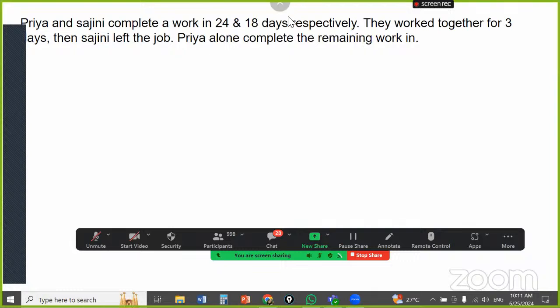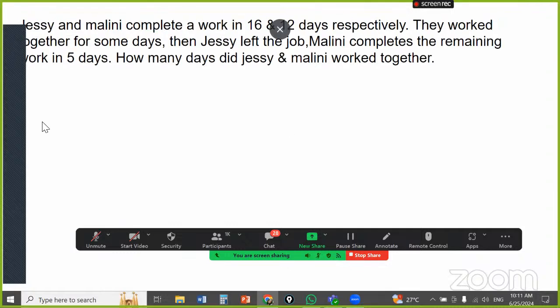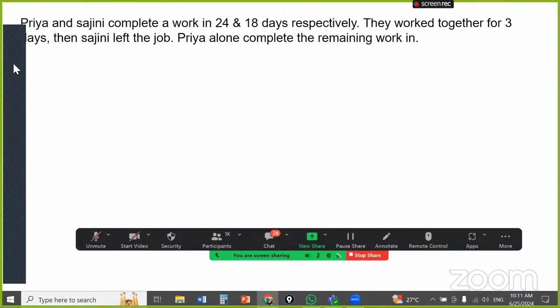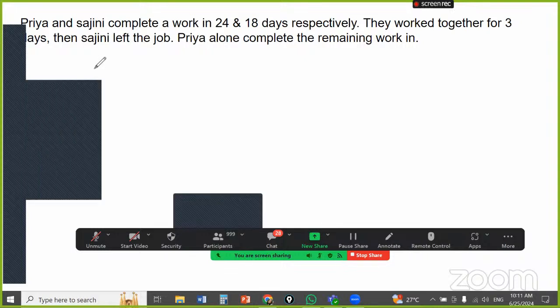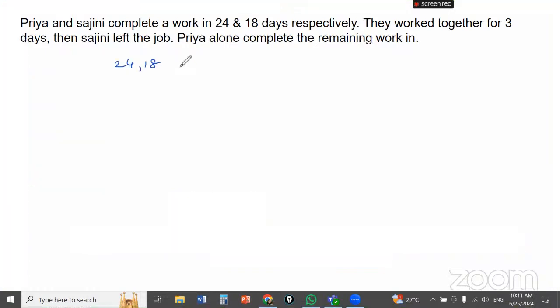In 18 days, we don't know how many shirts they are going to stitch. She takes 18 days to completely stitch all the shirts. We don't know the number of shirts, but she can complete the work in 18 days. That is Sajni. And Priya can stitch that in 24 days. That is what they have given. The total number of shirts that has to be stitched, how can we find? It is the LCM of 24 and 18. The LCM of 24 and 18 is nothing but 72.